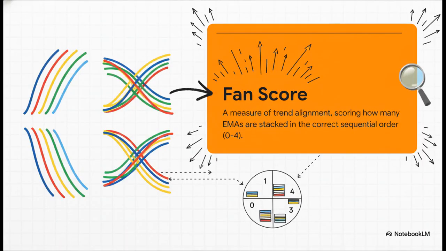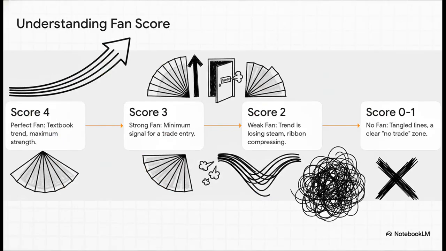Now, here's where it gets really interesting. We don't just eyeball this alignment. We actually measure it, and we use a concept called the fan score. It's a really simple but powerful system that just counts how many of our 4 EMAs are stacked in the perfect order, from fastest to slowest. This gives us a score from 0 to 4. So, a score of 4? That's a perfect fan, a beautiful textbook trend. A score of 0 or 1 means the market is just a tangled mess. That's a clear stay-away zone for us.